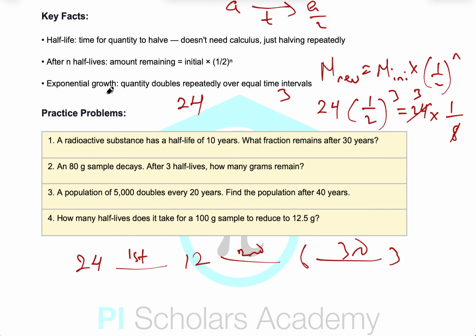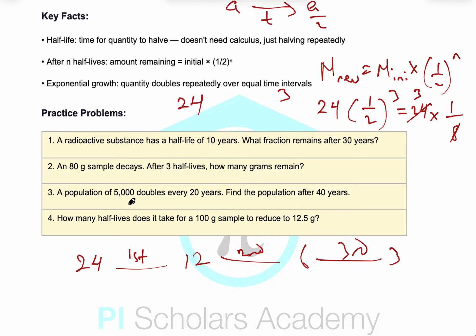And exponential growth: the quantity doubles repeatedly over equal time intervals. So it's the opposite of this half-life. And what you do in this case is that instead of 1 over 2, you use the quantity that it is being multiplied by. Maybe it is being doubled, you have 2. If it is being tripled, you have 3. And if it is increasing exponentially, you use the Euler number to do that, although JAMB will not give you anything of such as well.